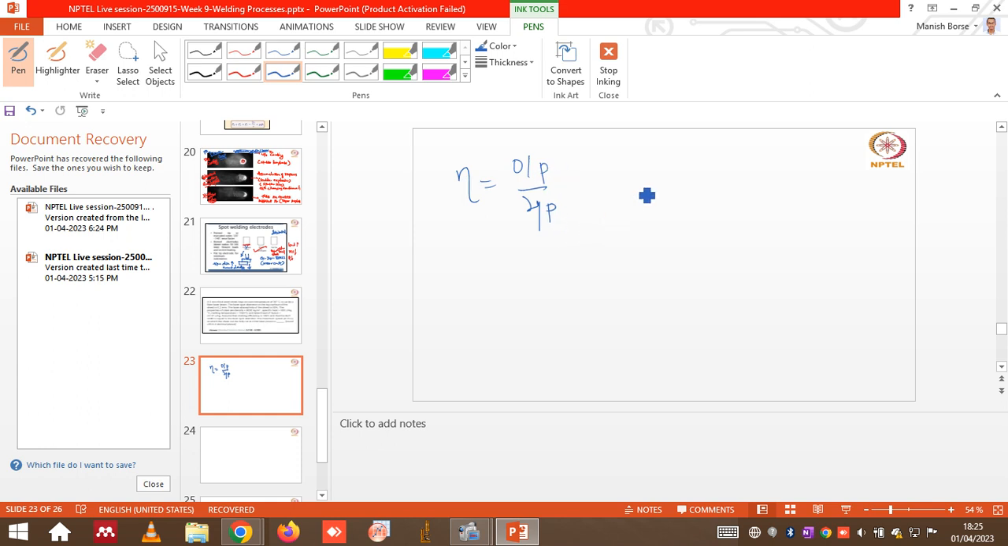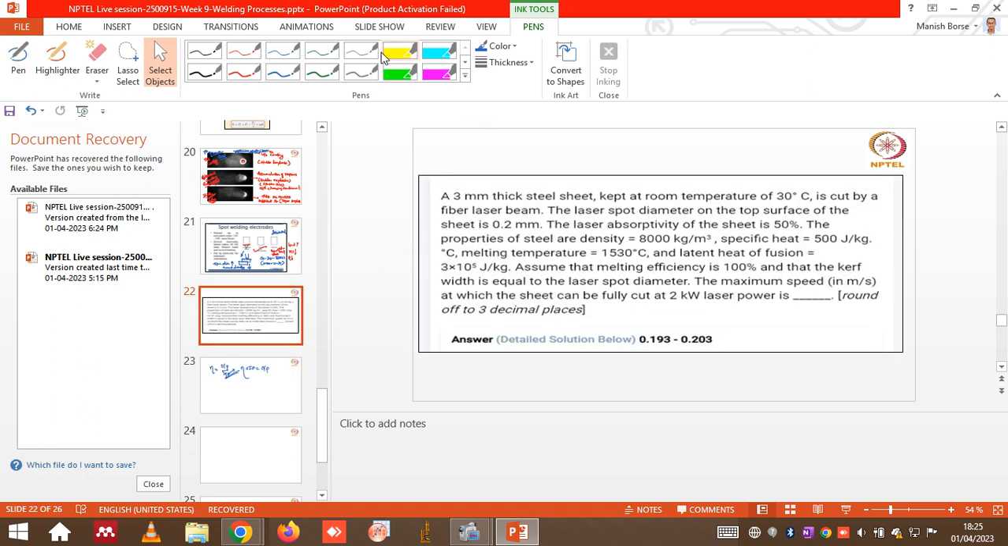So here obviously input is the laser power, or laser power beam density, whatever we are giving, and output is definitely how much heat we are actually utilizing there. So in such cases we have to compare input with output. If we multiply efficiency with the input, we get the output, right? So let's say in this numerical, I will mark here.